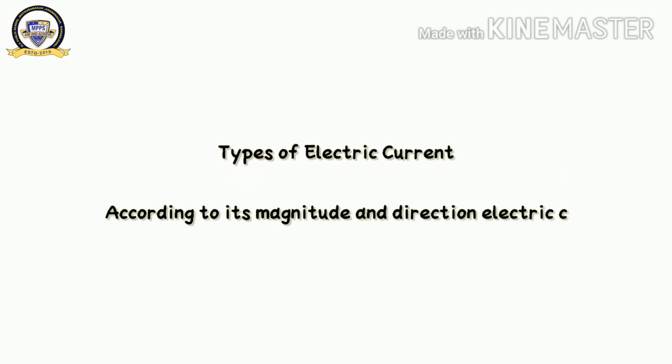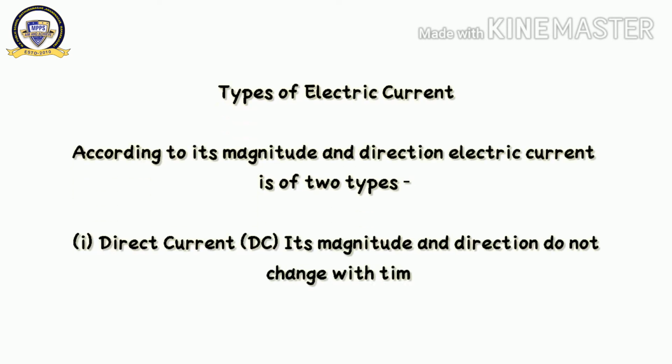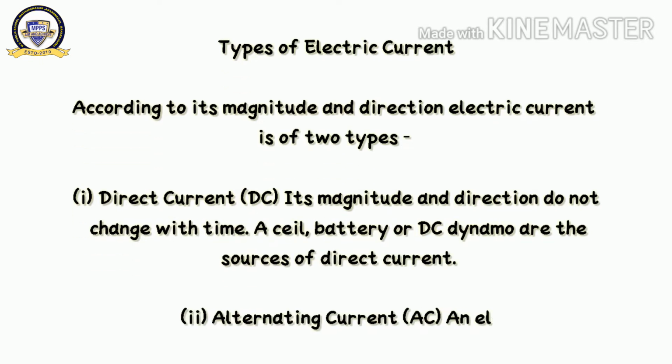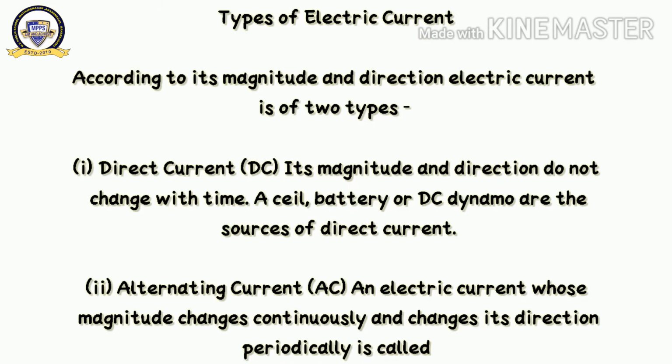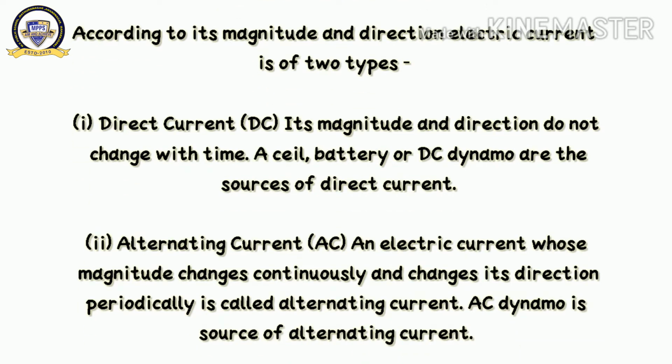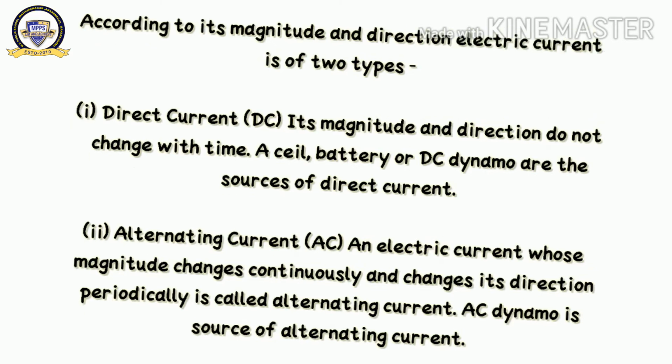Now, types of electric currents. According to its magnitude and direction, electric current is of two types. The first one is direct current and the second one is alternating current. Direct current is a current whose magnitude and direction do not change with time. For example, a cell, battery or DC dynamo are the sources of direct current. In the similar way, alternating current is an electric current whose magnitude changes continuously and whose direction changes periodically. An AC dynamo is the source of alternating current.